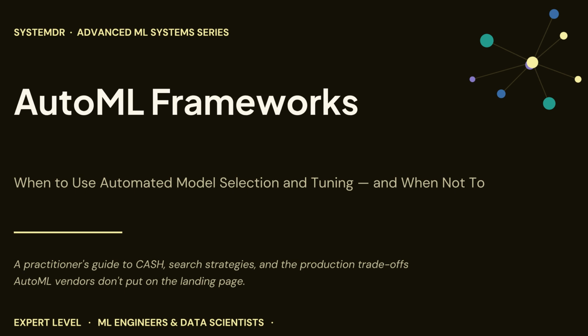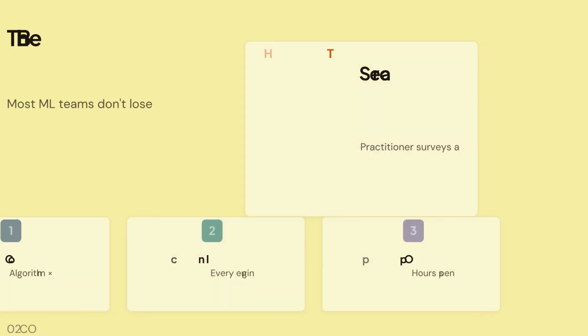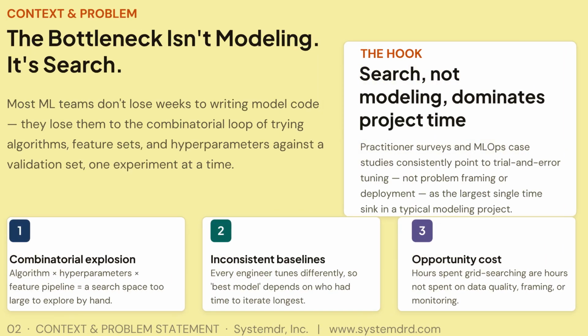engineering judgment. This isn't a vendor pitch, it's a practitioner's guide: the mental model every framework shares, how it actually works under the hood, where it earns its keep in production, and where it quietly breaks. By the end, you'll have a clear framework for deciding whether AutoML is the right tool for your next project and how to deploy it safely if it is. Let's start with why this matters.